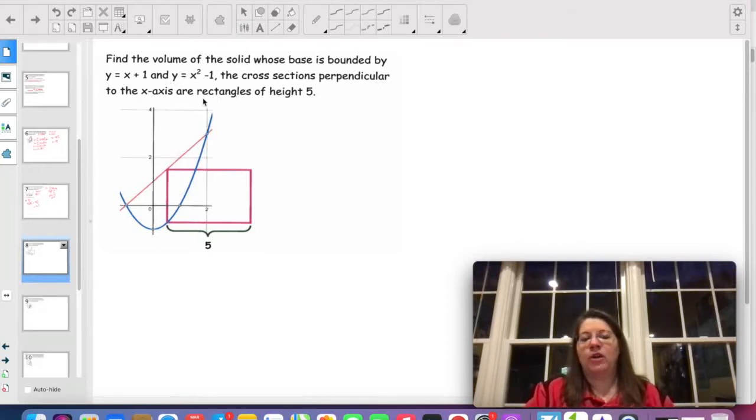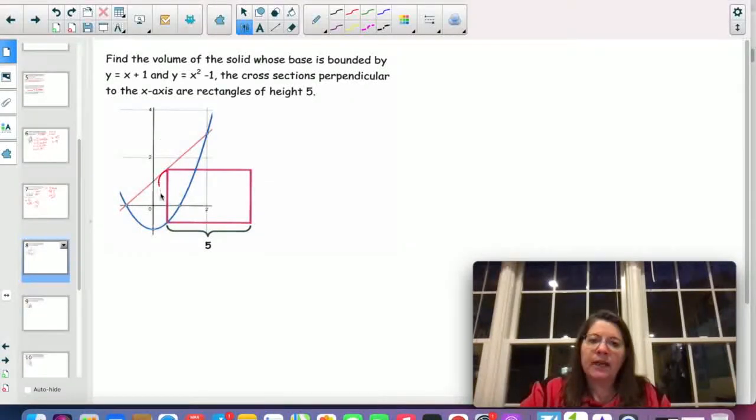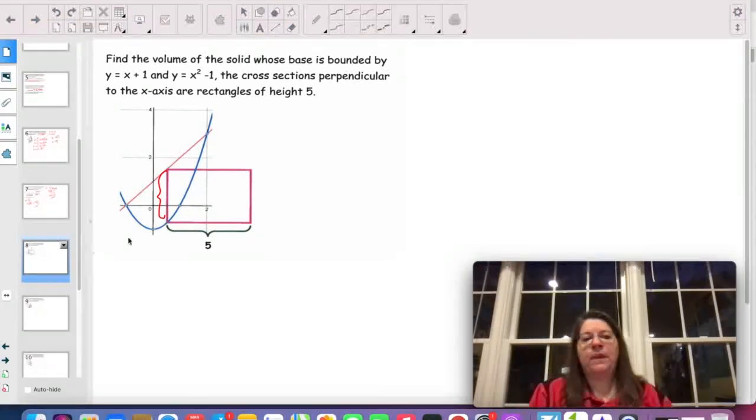And we're talking about cross sections being rectangles with a height of 5. So they gave you that this is 5. What we need to figure out is the other length of our rectangle, which would be right here. Now, if we think back to the area between two curves, or the distance between these two curves, wouldn't it be the top function minus the bottom function to give us this height right here? So our top function we said was x plus 1. Our bottom function, x squared minus 1. We're going to subtract those two from each other to figure out what this length is.